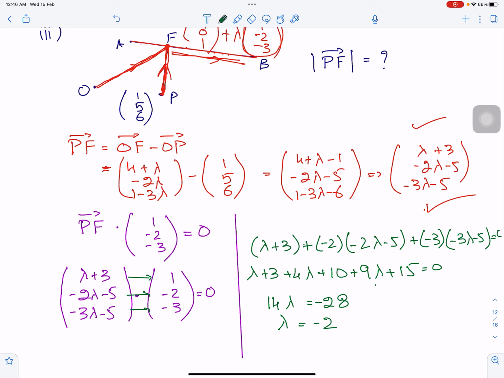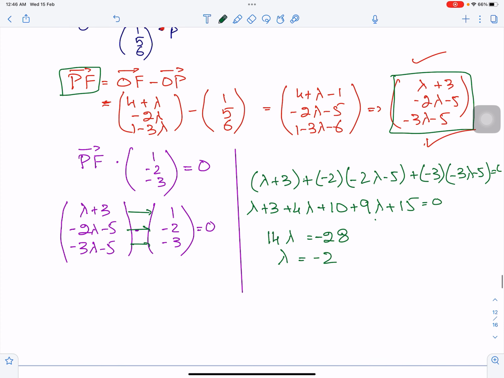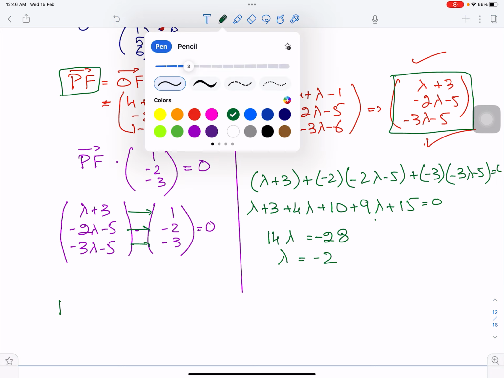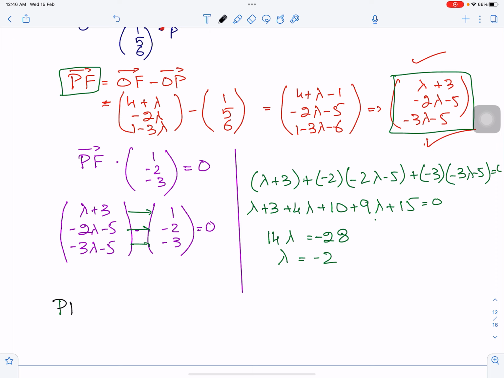Now you got the value of lambda. Now I will plug it in here so that I can get PF straight away. So I'm going to substitute it here. Let me change the color again, black. So suppose I have PF and I will substitute the value of lambda here, minus 2 plus 3. I'm just substituting this value in this equation. So minus 2 times minus 2 minus 5.